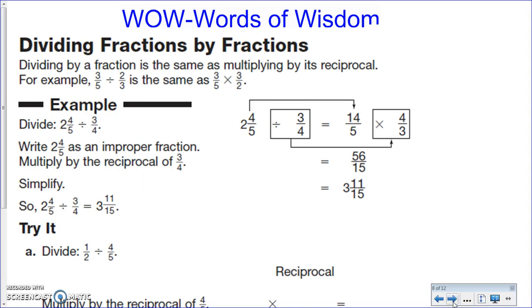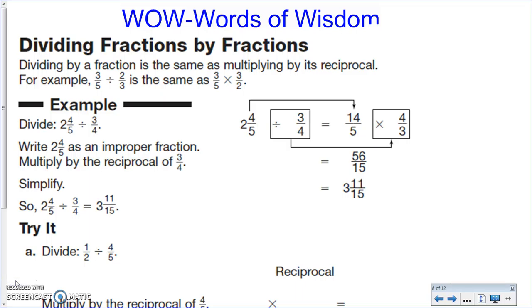Dividing fractions by fractions. Dividing by a fraction is the same as multiplying by its reciprocal. For example, 3/5 divided by 2/3 is the same as 3/5 times 3 halves. Example, divide 2 4/5 by 3/4. So the first thing we have to do is write 2 4/5 as an improper fraction. So 5 times 2 is 10, plus 4 is 14, so we get 14/5.